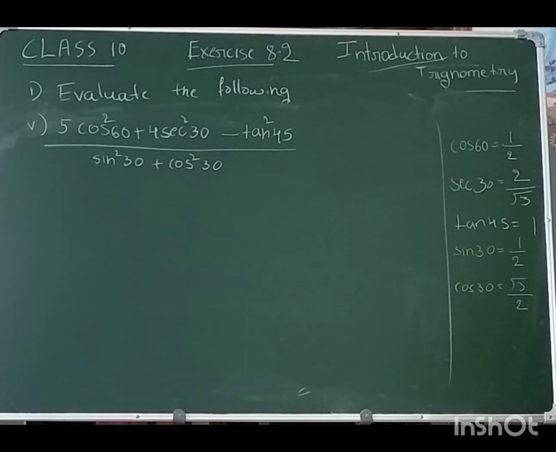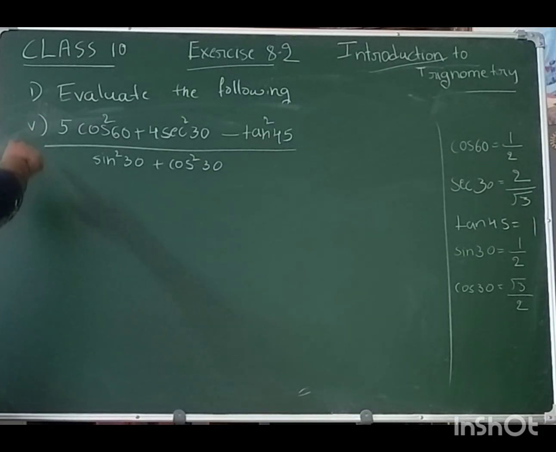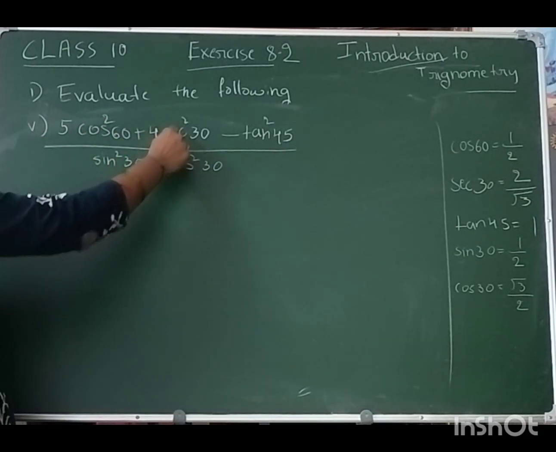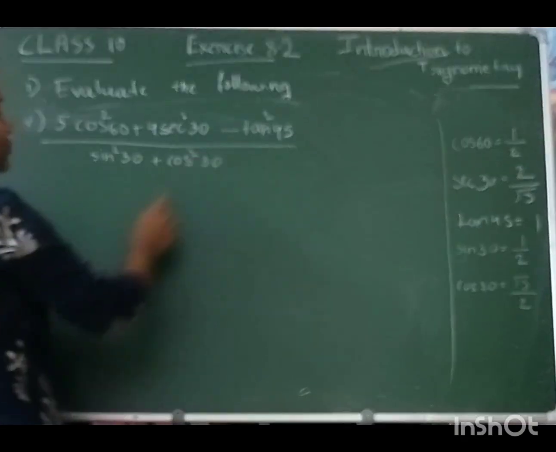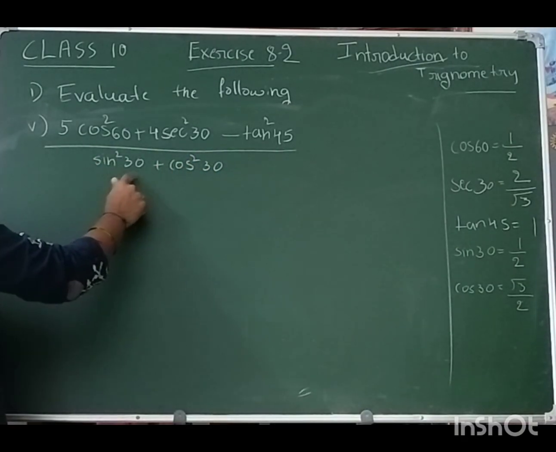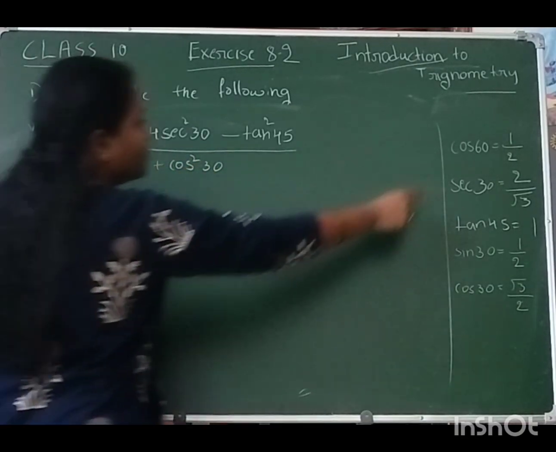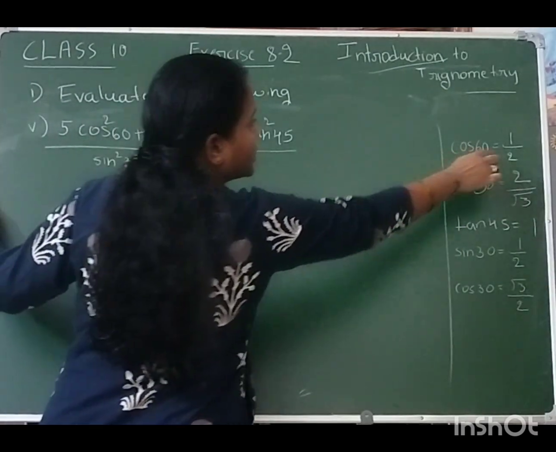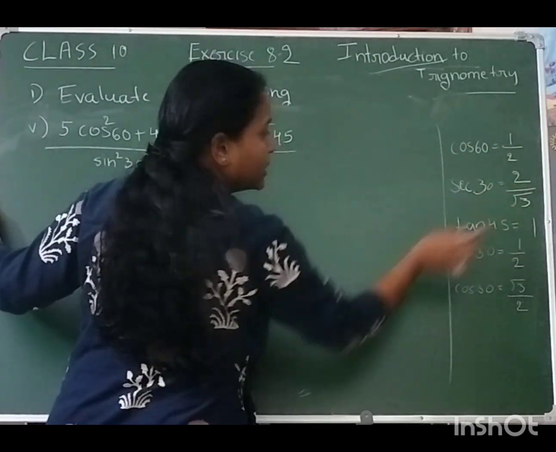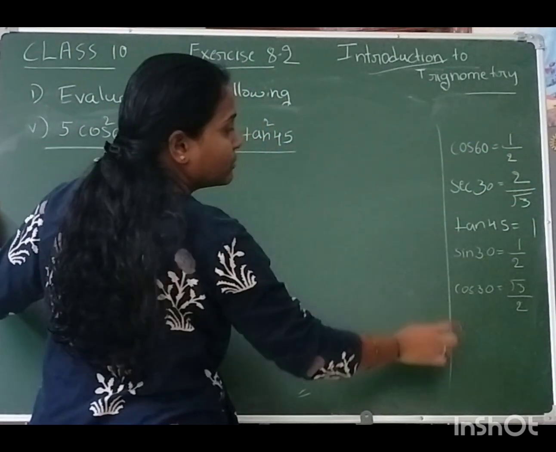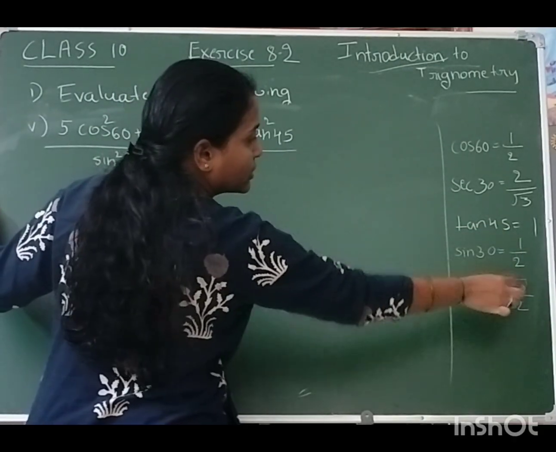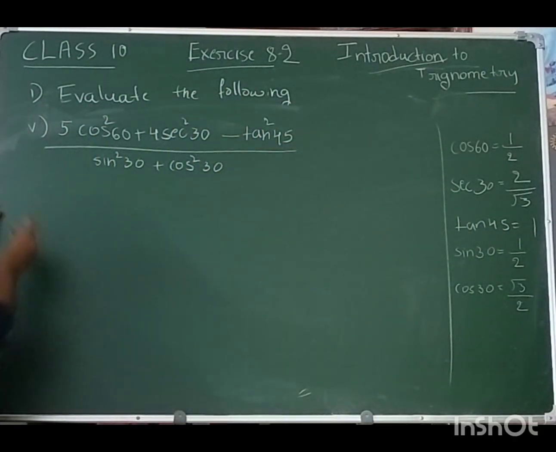Let's move to the next question, the fifth one. That is 5 cos square 60 plus 4 secant square 30 minus tan square 45 divided by sin square 30 plus cos square 30. These are the values for the different angles: cos 60 is 1 by 2, secant 30 is 2 by root 3, tan 45 is 1, sin 30 is 1 by 2, and cos 30 is root 3 by 2.